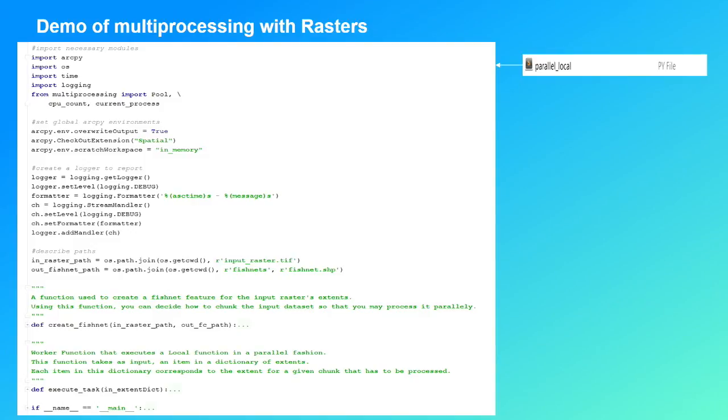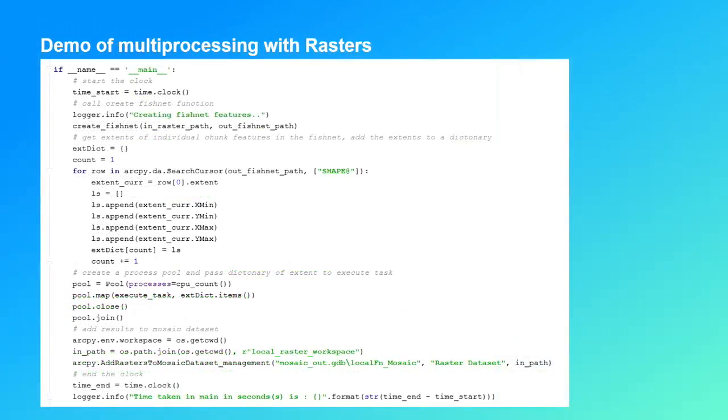I'm going to use my scratch workspace for intermediate data sets as my in-memory workspace. Instead of writing these temporary data sets to disk, I'm going to write them to memory to make the entire process faster. I'm going to use a logger to report how long these processes take. And then we have a couple of functions that we will get to shortly. And then we have the main function where the main code is executed. So let's start with the main function and look at that.